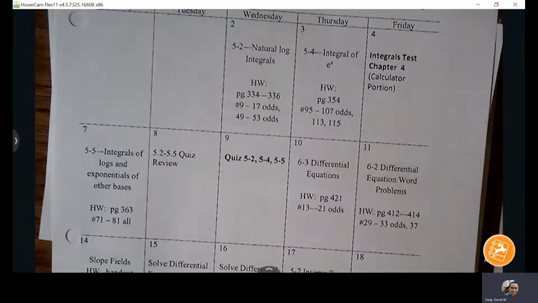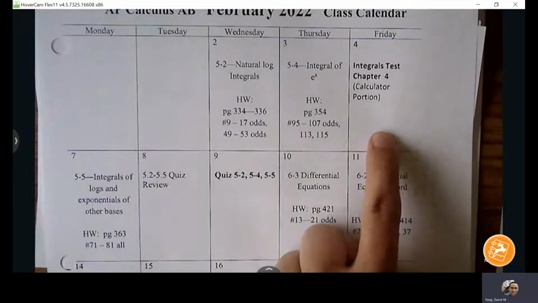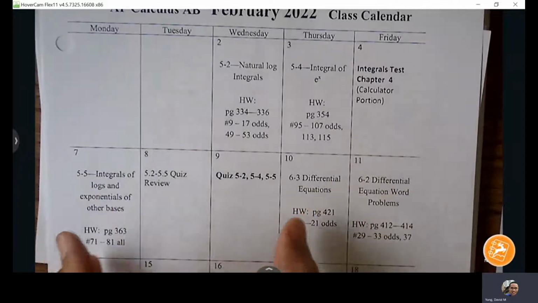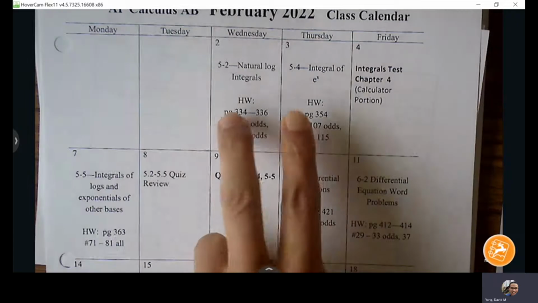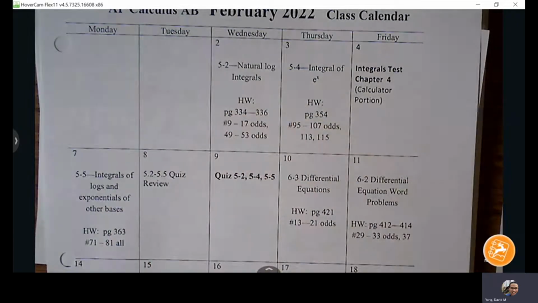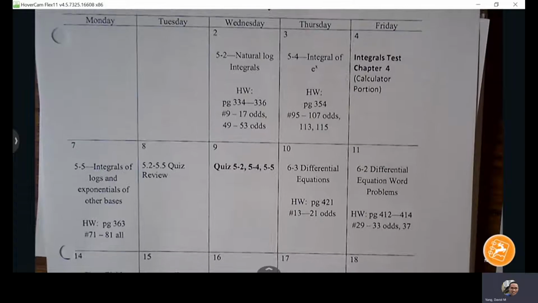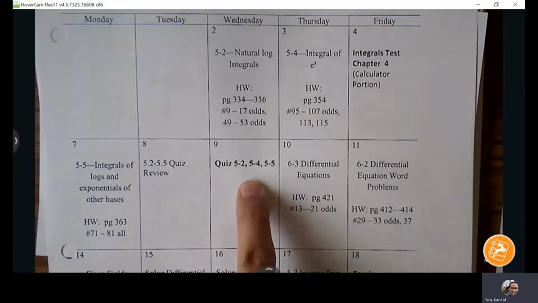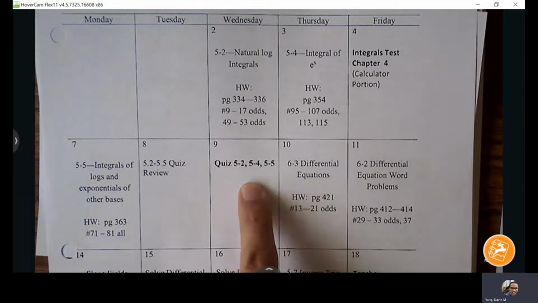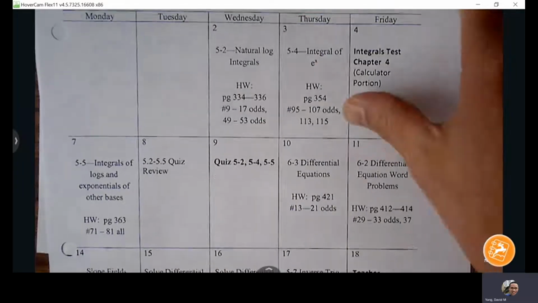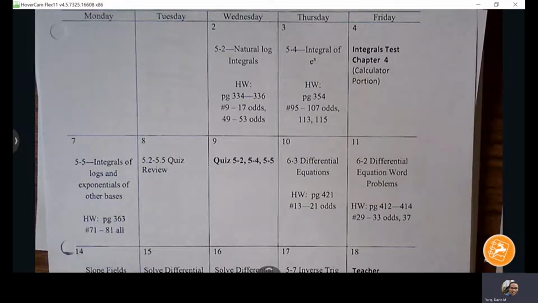Because the test is being pushed back, your schedule is going to feel a little condensed here. We are going to have a quiz next Wednesday, just over 5.2, 5.4, and 5.5. It's just a short quiz, going through the integral process, U substitution, synthetic division that we've learned. So it won't take the whole class period. We may even be able to spend a few minutes in the beginning going through 1 or 2 problems before you take the quiz. Okay, so that's what's coming up. Any questions?